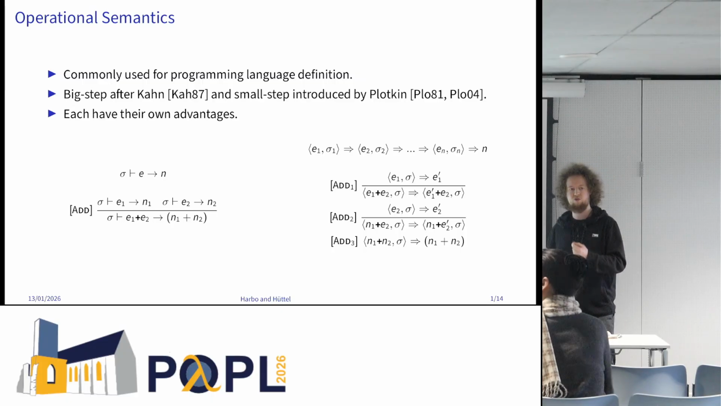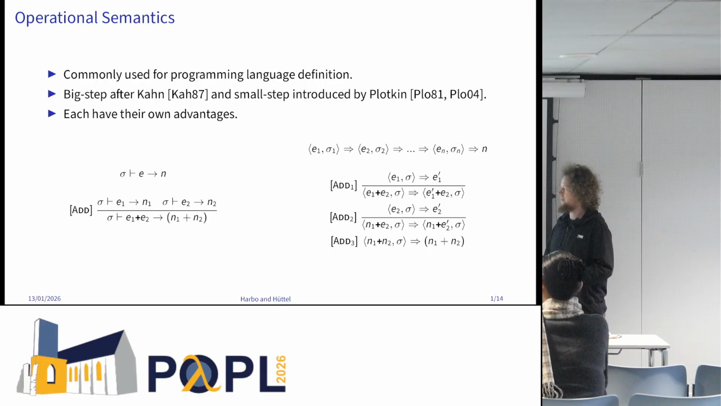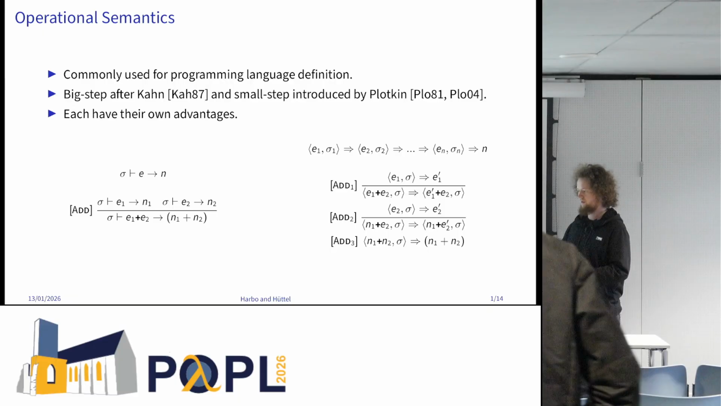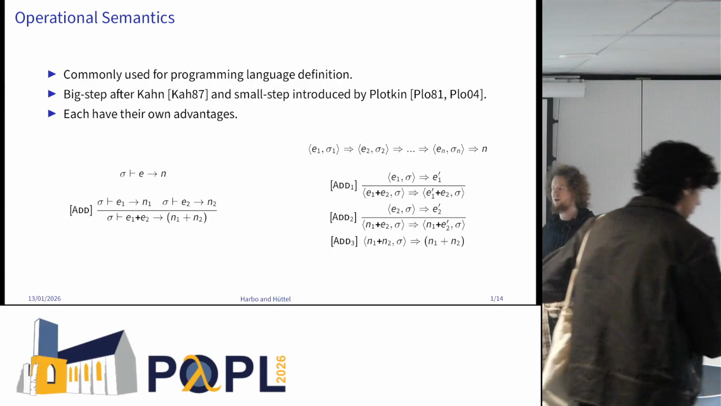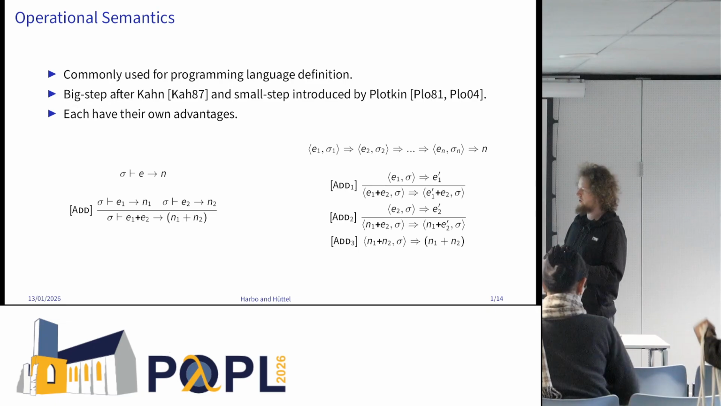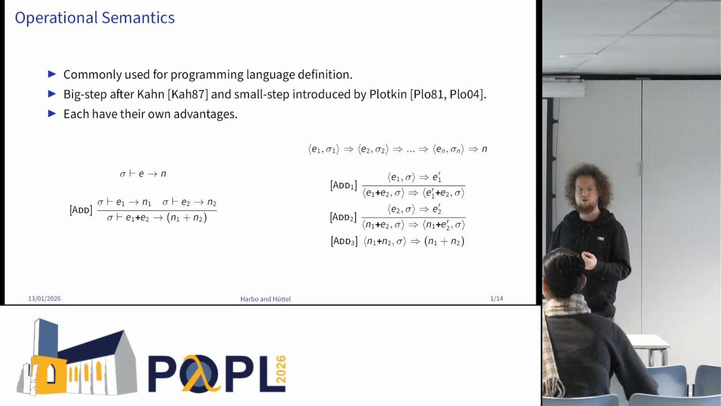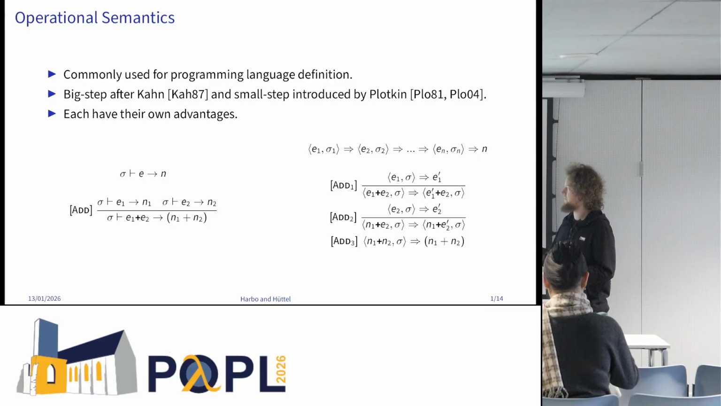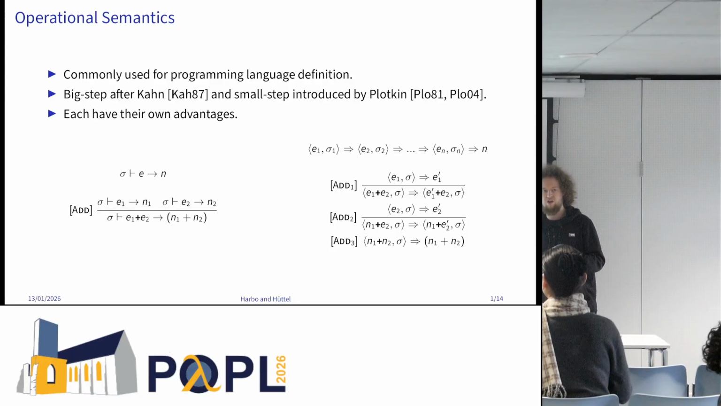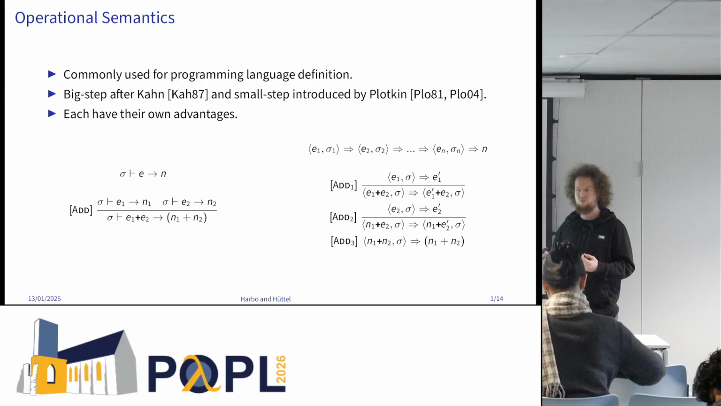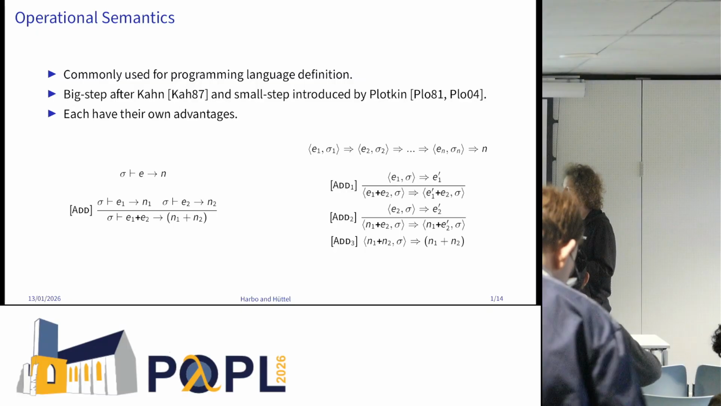an operational semantics. And these come in 2 styles. There's the big step style, also called a natural semantics after Kahn, and there is the small step style, also called a structural operational semantics after Plotkin. Each of these has its own advantages that stem from one fundamental key difference.